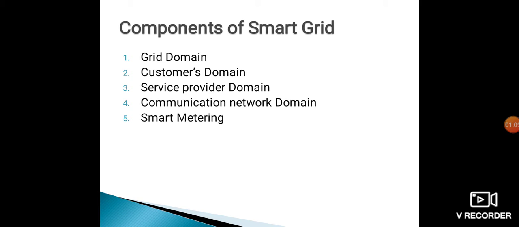So which are the components of the smart grid? There are 5 components in smart grid. One is grid domain, second is customers domain, third is service provider domain, fourth is communication network domain, and last is smart metering. These are the 5 components of a smart grid. Now we will see one by one in detail.